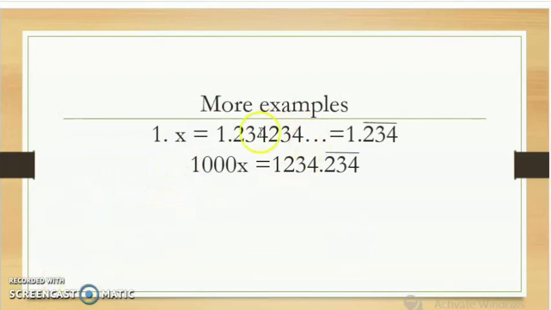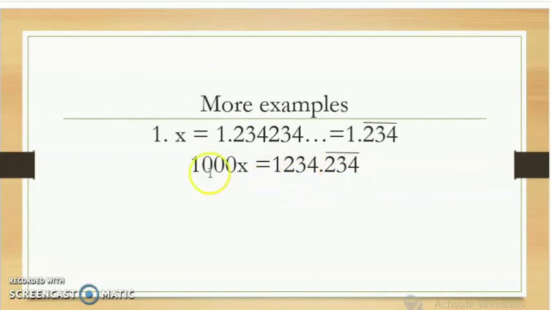So another example is, let's suppose x is 1.234 bar. In this case, by what number should we multiply? We should multiply by 1000. So look at the number of digits and multiply accordingly. If there are only two repeating digits, we multiply by 100. If there are 3 repeating digits, we multiply by 1000. If there are 4, we multiply by 10,000. So according to the number of repeating digits, we have to choose by what number we multiply.